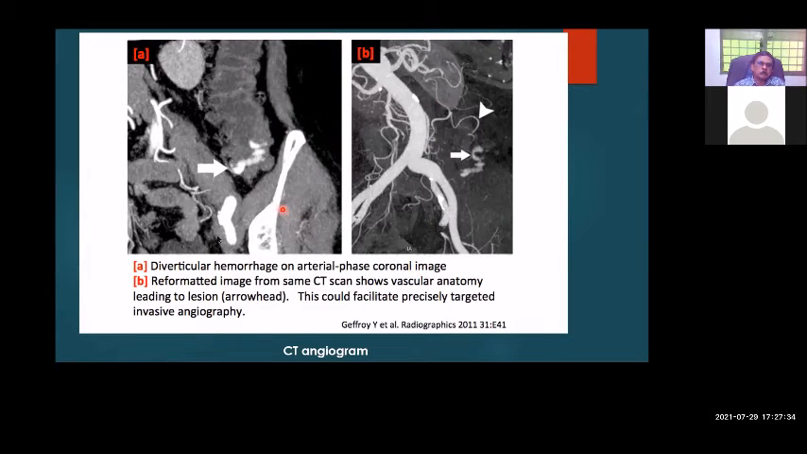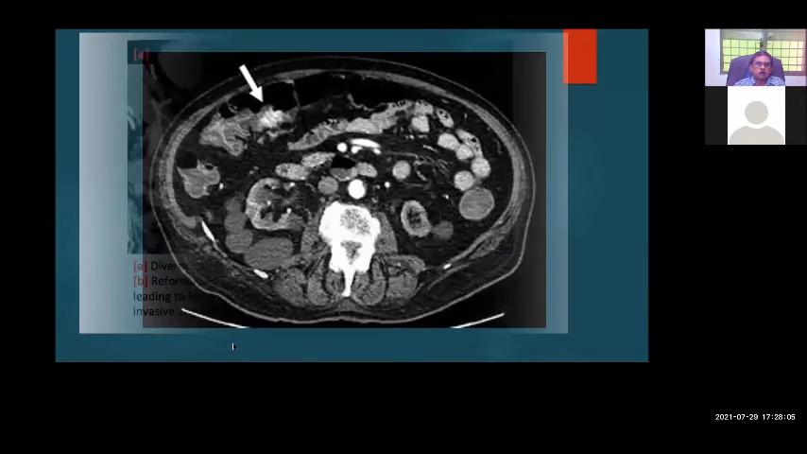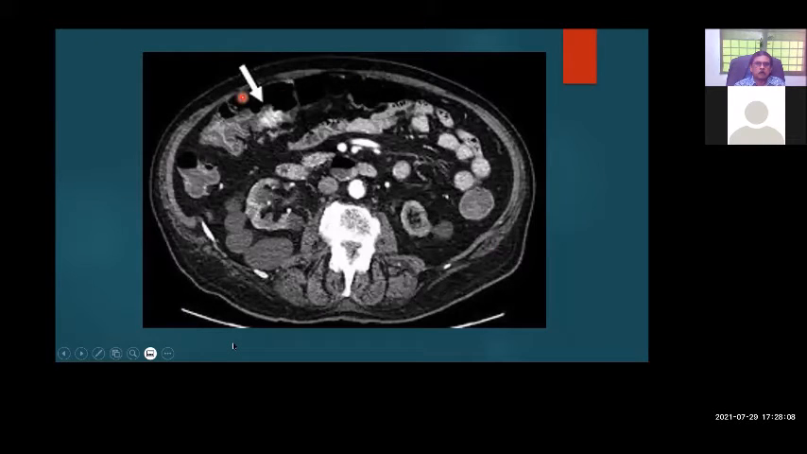This is a CT scan film, a CT angiogram film of a patient with lower GI bleed, where there's extravasation of contrast into the lumen of the descending colon. Okay, the arrow shows that here. That means there has been some bleeding in this part of the colon. Here again, you see the arrow showing extravasation of contrast into the lumen of the descending colon, which is a sign of bleeding in that area. Okay, this is another CT angiogram showing bleeding into the lumen of the colon.